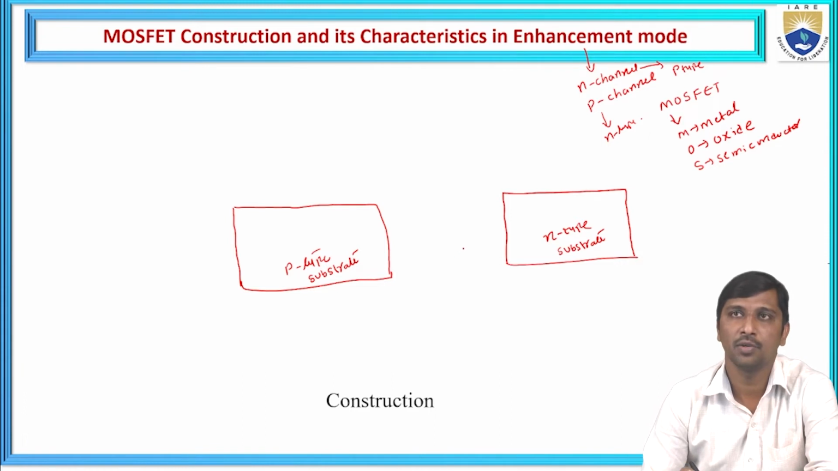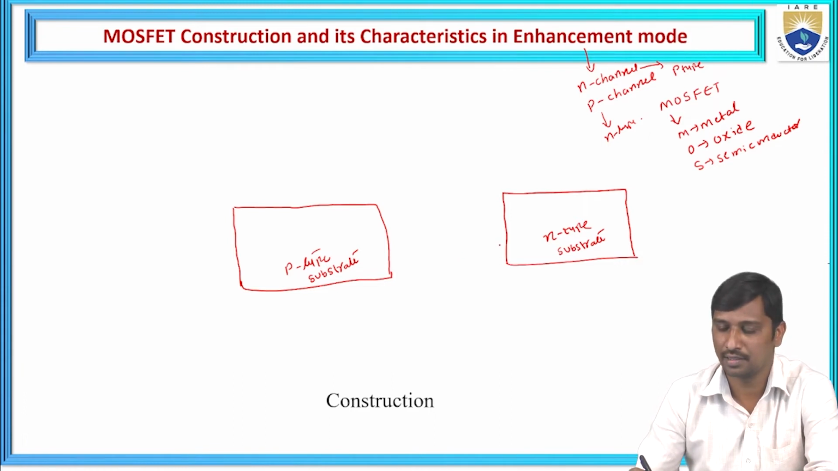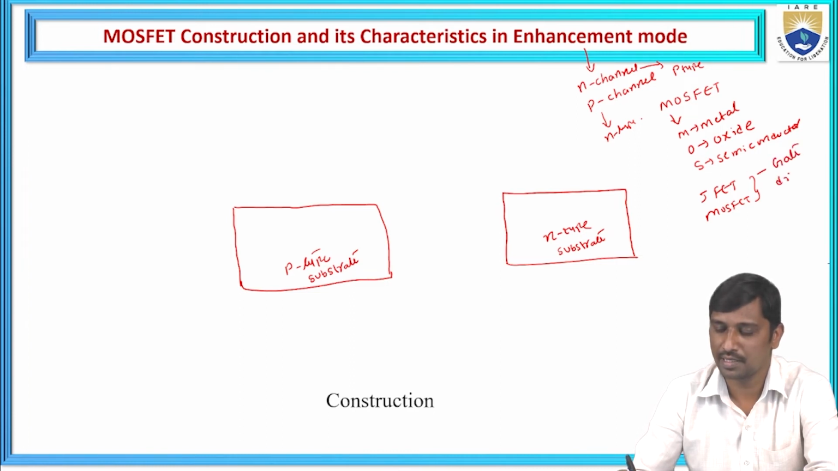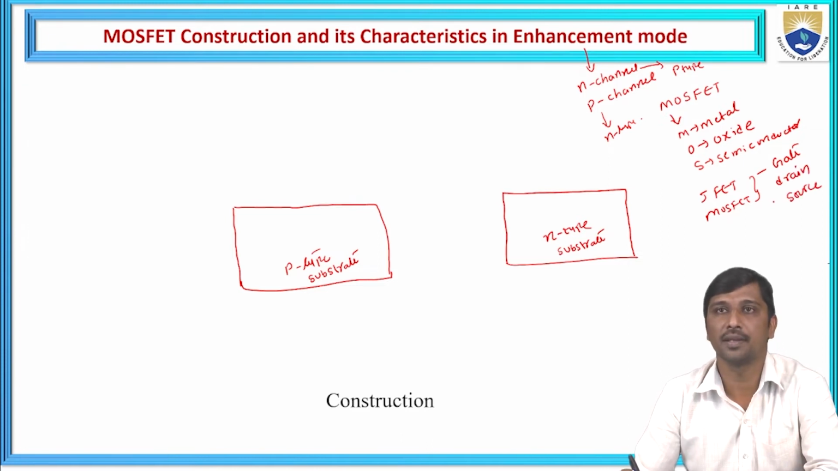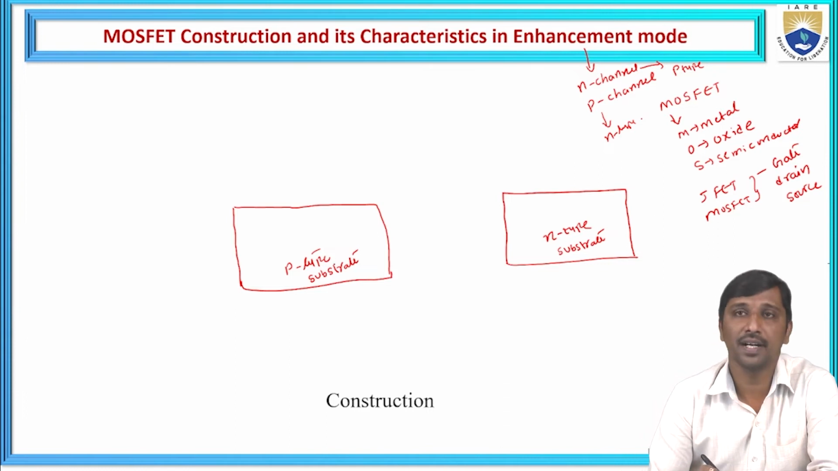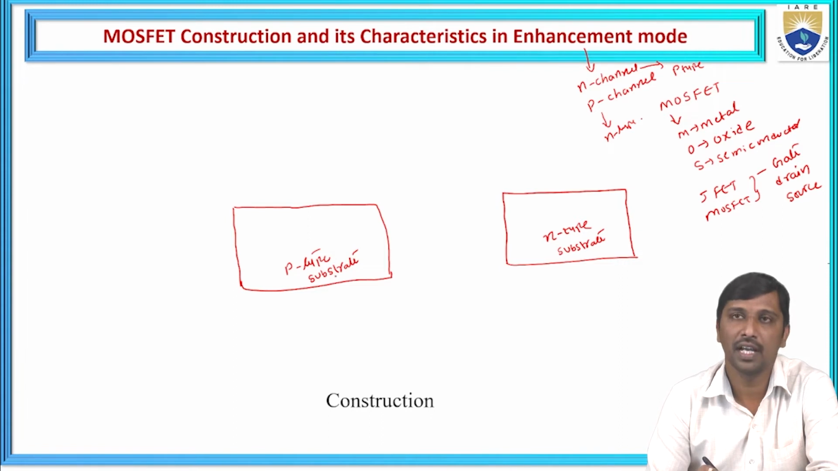Generally, we know that any FET, either a JFET or a MOSFET, majorly contains three terminals. One is the gate, another is the drain, and another is the source. So in this MOSFET also, either enhancement or depletion, we have the three types of terminals: drain, gate, as well as the source.